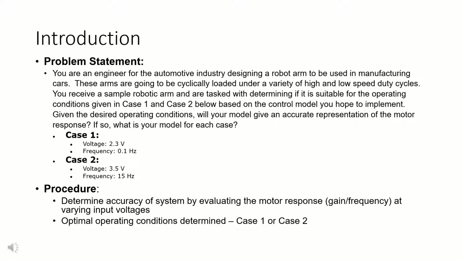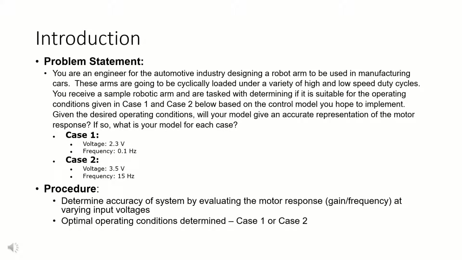Burdell Inc. has been tasked with creating a controller for a DC motor made by Quanzer Inc. The motor is to be used in a robotic arm in an automotive manufacturing plant to allow for position control. The problem statement for this lab is to determine which control model will best represent the DC motor response.